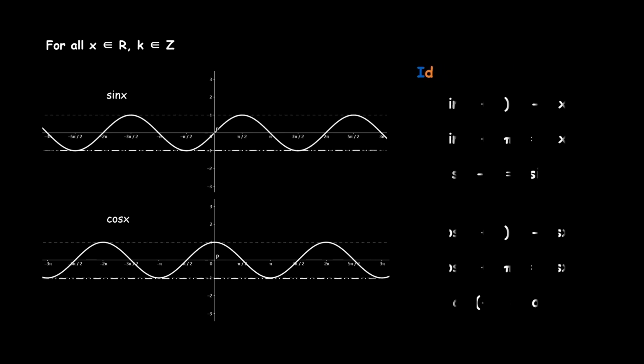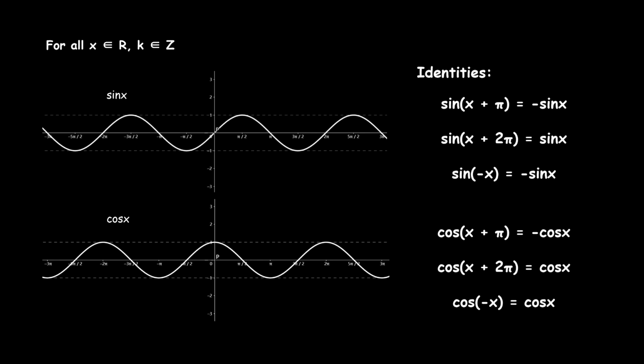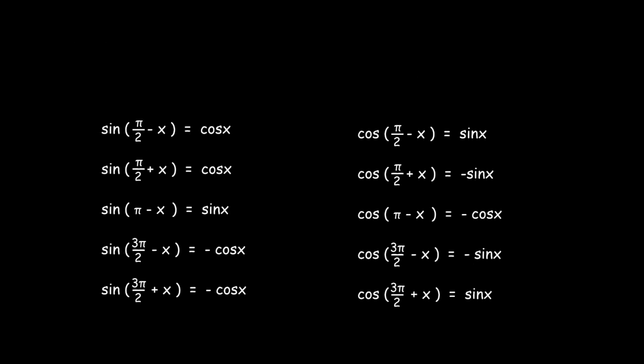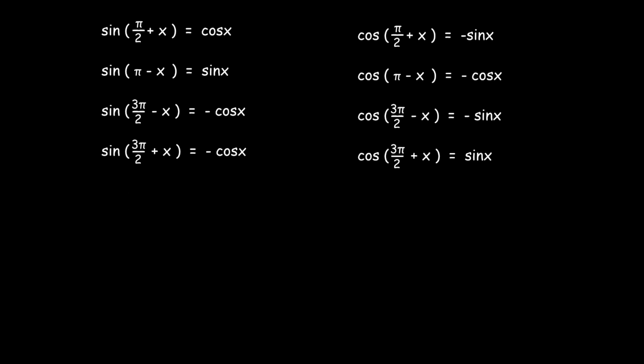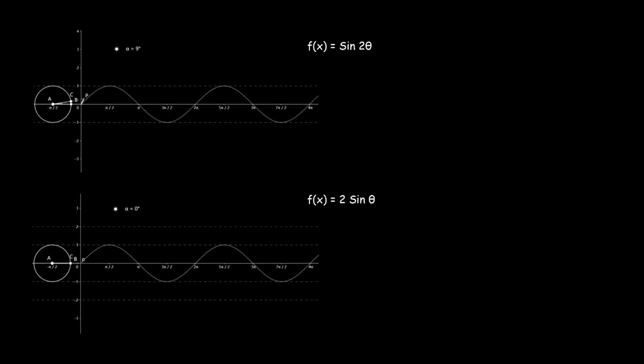Using the visuals, we also derive key identities. Moreover, we explore other important trigonometric identities. Understanding these relationships deepens our comprehension of how these functions behave and interact. Let's examine two variations of the sine function to understand how changes to its parameters affect its behavior.